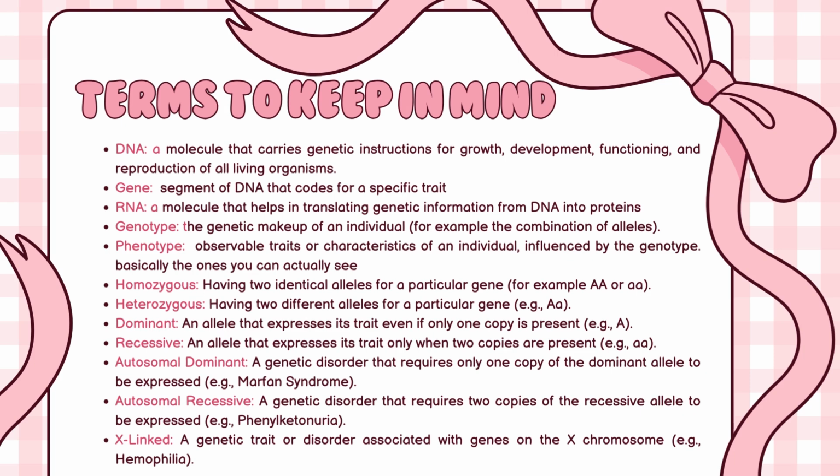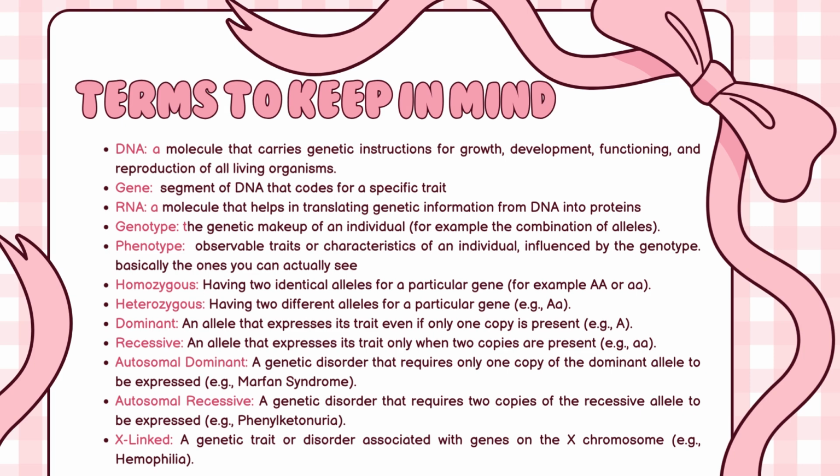DNA is a molecule that carries genetic instructions for literally everything. A gene is the segment of the DNA that codes for a specific trait. RNA is a molecule that helps translate DNA into proteins. Genotype is the actual gene in the allele, and phenotype is the physical trait that you can actually observe and see.